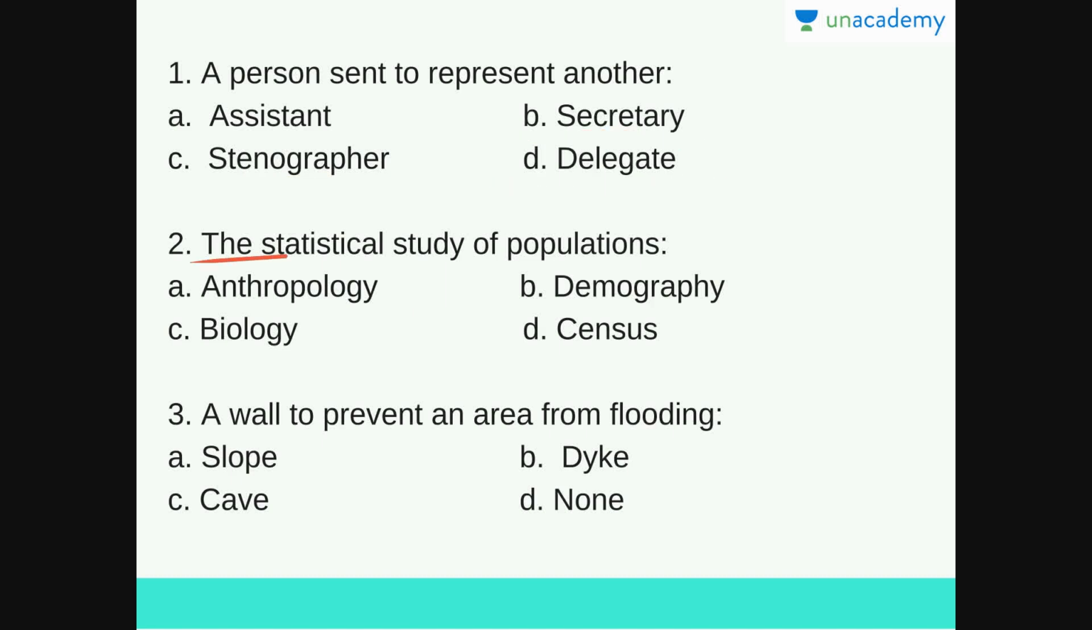Next question is the statistical study of populations. Let's look at the options. Anthropology, demography, biology, census. So the answer for this question is also quite easy. It's B, demography, which is the statistical study of populations. Anthropology is the study of human societies, their cultures and their development. Biology is the study of living organisms. And census is the official count or survey of population, right? So the answer for this question would be demography.